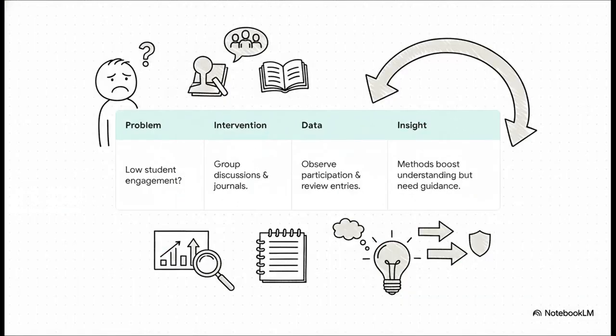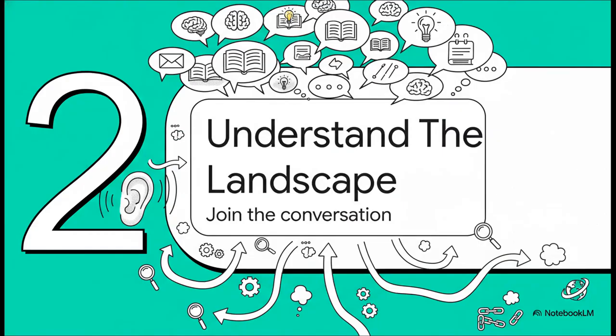Let's make this real. Say your problem is that your students just aren't engaged. So your plan is to introduce small group discussions. You act on it. You run the discussions in class. Then you observe. You watch participation levels, maybe read through some journals. And what's the insight? Well, it turns out the group discussions are helping, but the students need a little more structure to really get the hang of it. Boom! That insight goes straight into refining your plan for the next cycle. See how it works?